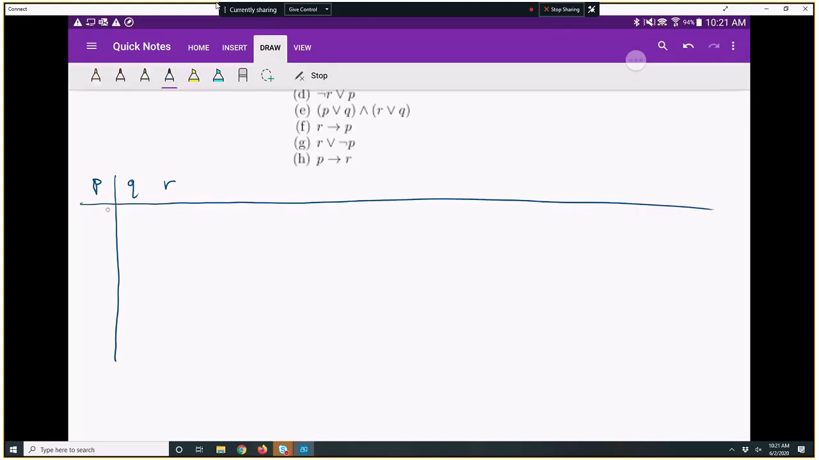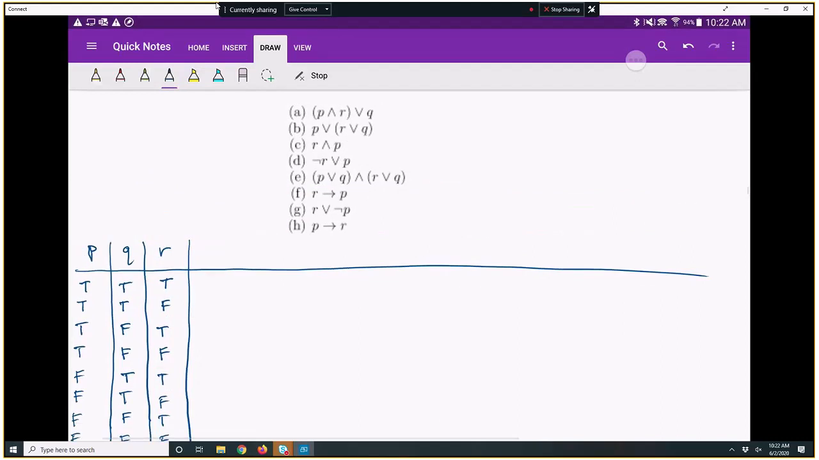And we know because we have 3 propositions to start with, we're going to have 8 rows in our truth table. So for P, I'm going to do true, true, true, true, and then false, false, false, false. For Q, true, true, false, false, and then true, true, false, false. And for R, I'm going to alternate every other one: true, false, true, false, true, false, true, and false.